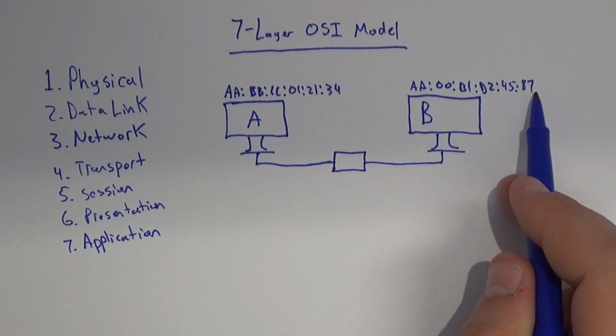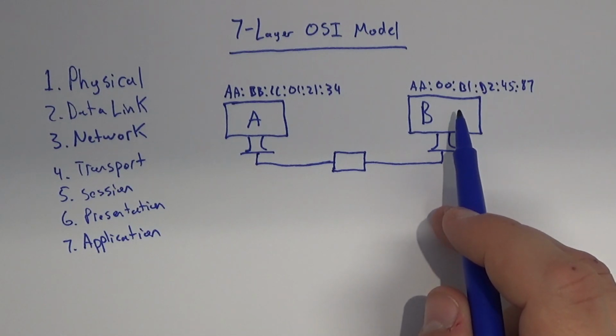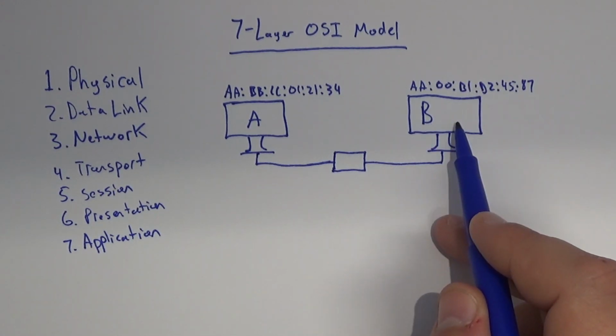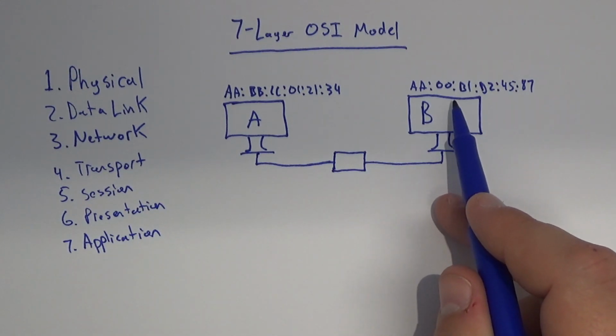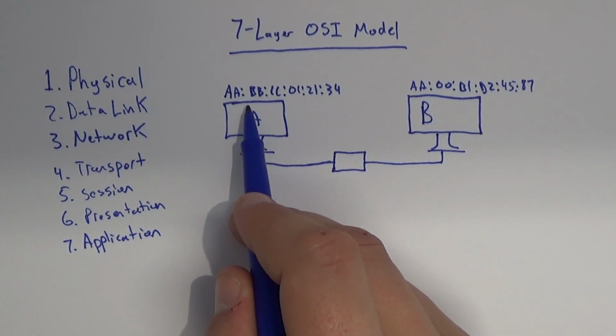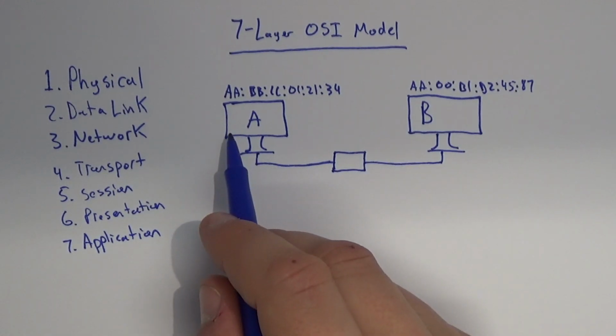it'll look at those first 48 binary digits. It will know this frame is for me. It can then take that into the computer, process it, and if it needs to respond, it knows that it came from computer A and it can respond back.